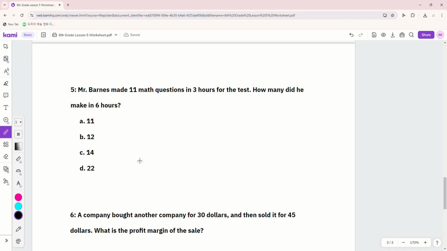Next is number 5. So for this question, Mr. Barnes made 11 math questions in 3 hours for the test. How many did he make in 6 hours? So because he made 11 in 3 hours, you would multiply 11 times 2 because 6 divided by 3 is 2. So you would also have to multiply 11 by 2. So 11 times 2 is 22. So the right answer would be option D.